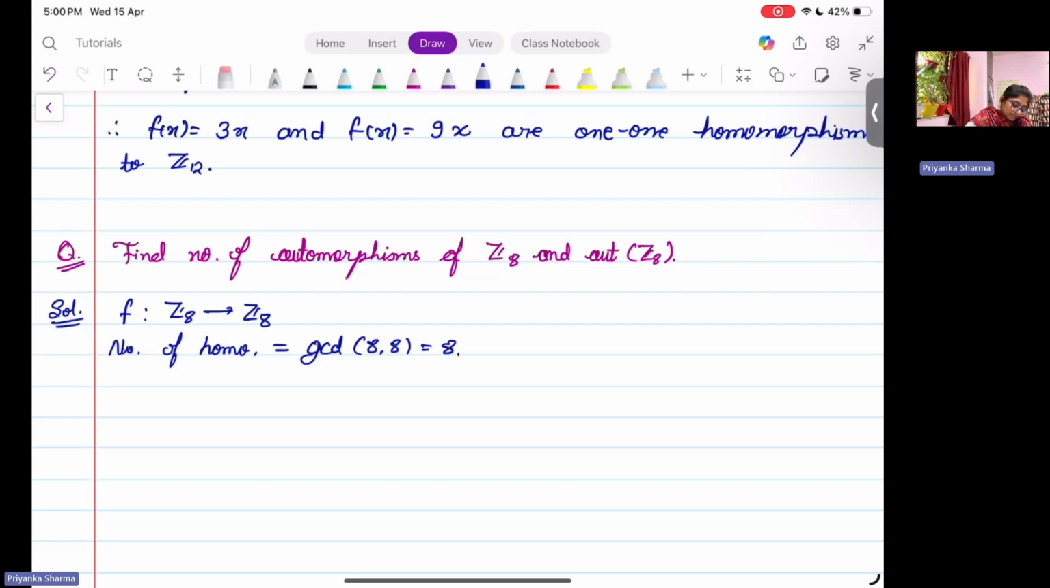Now, since these two groups, Z8 and Z8, are the same, if a homomorphism is 1-1, that will be onto and vice versa. Since 8 divides 8, that is, the order of this group is a divisor of the order of this group, and the order of this group is a divisor of the order of this group, there exist 1-1 and onto homomorphisms also.